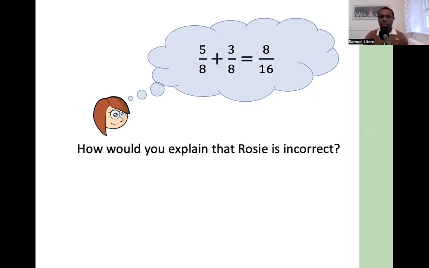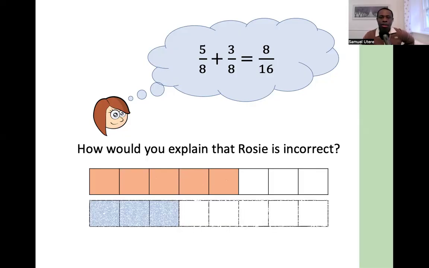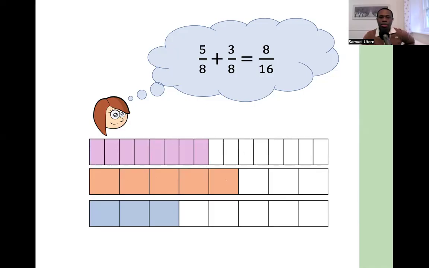Well, if we model this question to explain how she has made a mistake, here is what 5/8 looks like. So 5/8 means you have 8 equal parts, and then 5 of which are shaded. 3/8 means you have 8 equal parts, of which 3 parts are shaded. But if we represent 8/16, can you see that 8/16 in terms of size is actually smaller than 5/8?